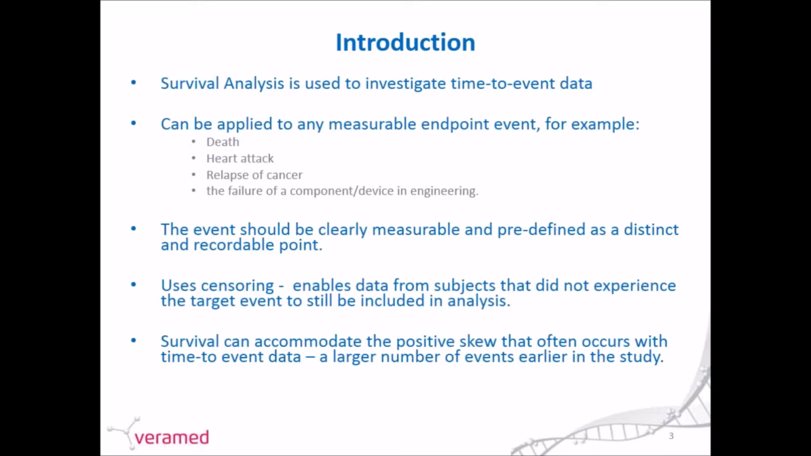The advantage of survival analysis is you can use censoring. This enables data from subjects that perhaps might be incomplete, withdrew early, or did not experience a target event while being recorded. But survival analysis can also accommodate the positive skew that often occurs. So in clinical trials, it's often the case that a large number of events are quite likely to occur early in the study, and then the rate slows down later on.